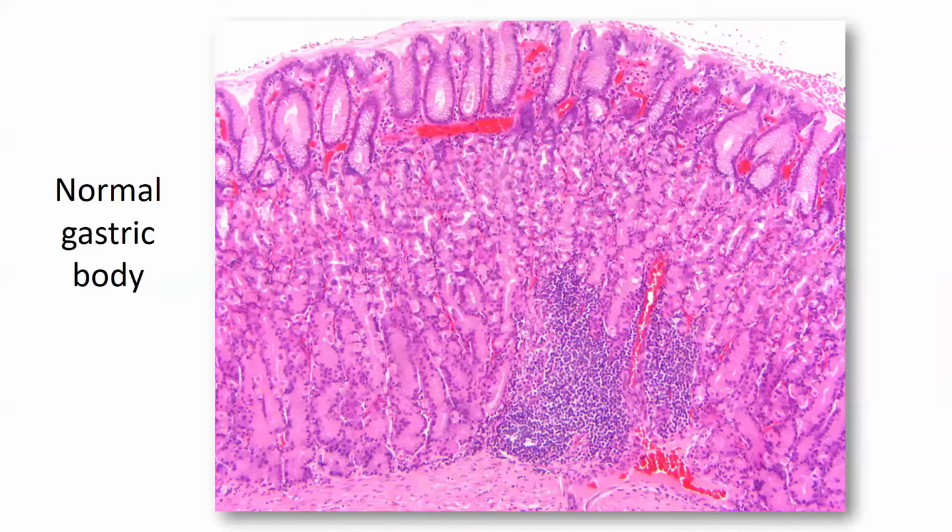Now for the trainees in the audience, I want to show you what a normal gastric body should look like. So the gastric body is composed of these oxyntic glands, which are made up of parietal cells and chief cells. And the important thing to note is that it tends to look pinker because of all the parietal cells. And there's very little lamina propria in between the glands. And then you can have, in the normal setting, lymphoid aggregates. These are typically small and limited to the bottom half of the mucosa, as we see here.